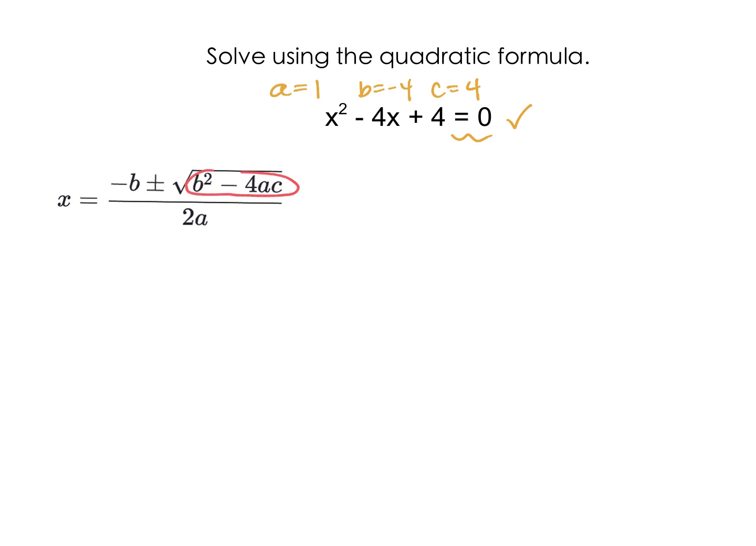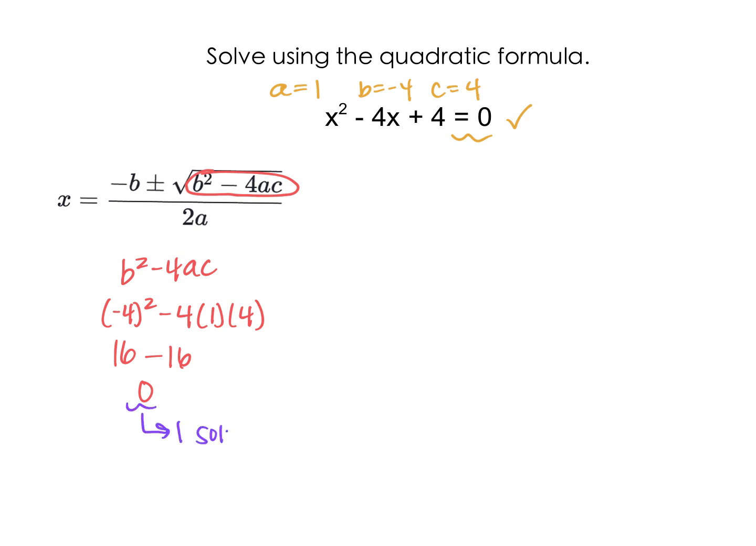I'm going to check out my discriminant. B squared minus 4AC. B is -4. The entirety of -4 is going to get squared. Minus 4 times A times C. -4 squared is 16. Minus 4 times 4, which is also 16. So my discriminant is 0. What this means is I'm going to have one solution.